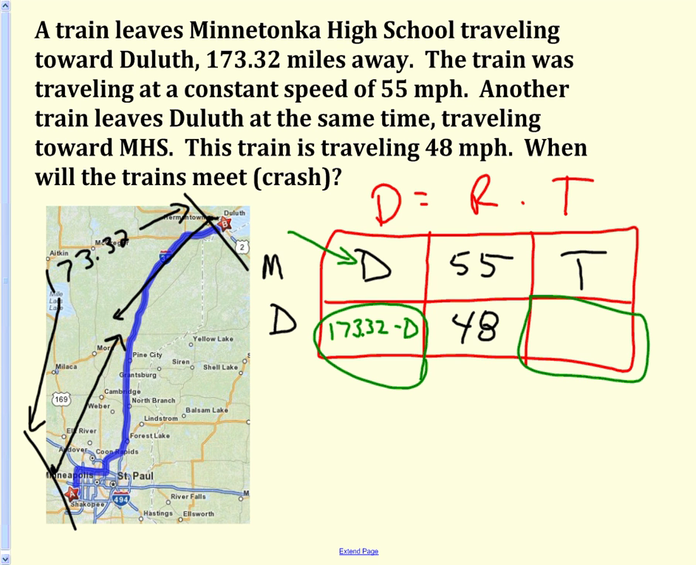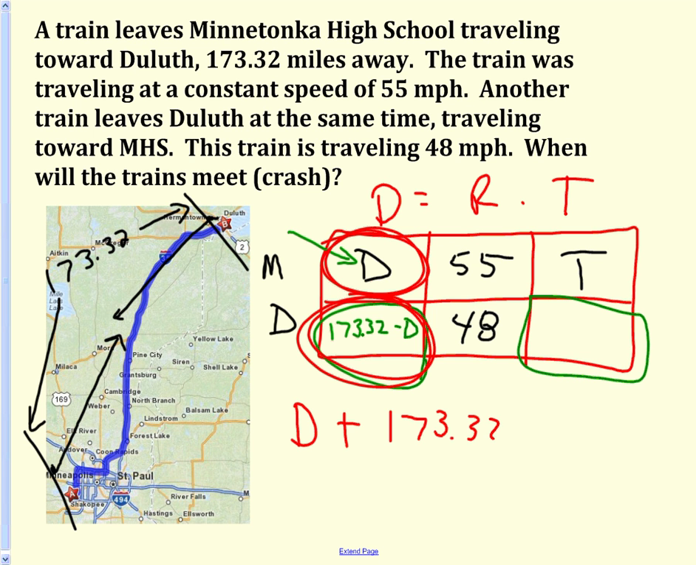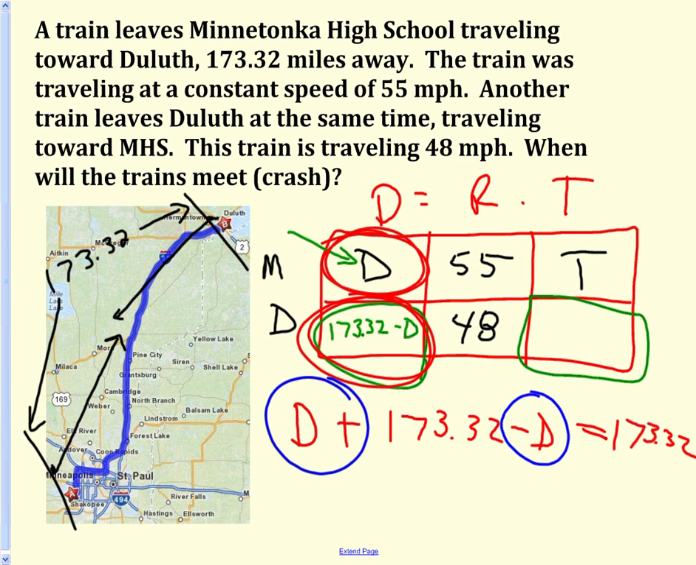Now, if that doesn't make sense to you, let me explain it this way. Would you agree that these two, this one and this one, have to add up to 173? You get that? I got to do that. So then I can test and see if I did it right. D plus 173.32 minus D has to equal 173.32. Does it? Yeah, because look, the D will cancel the negative D, and then it'll be true. 173.32 equals 173.32.